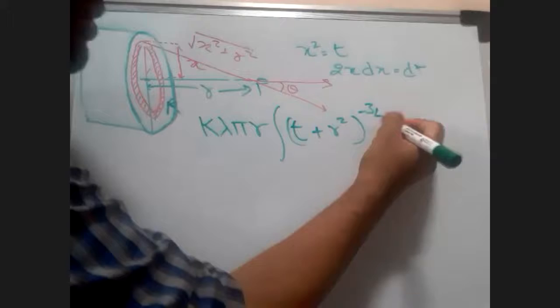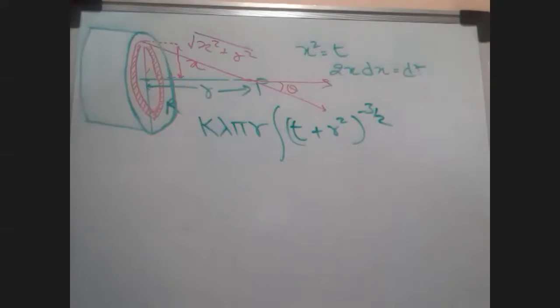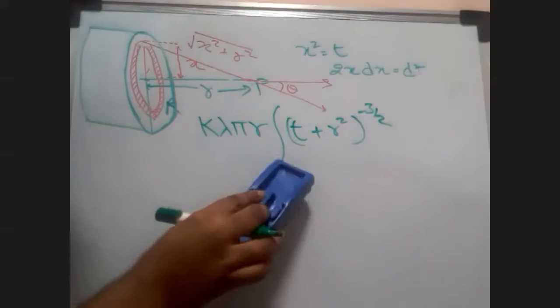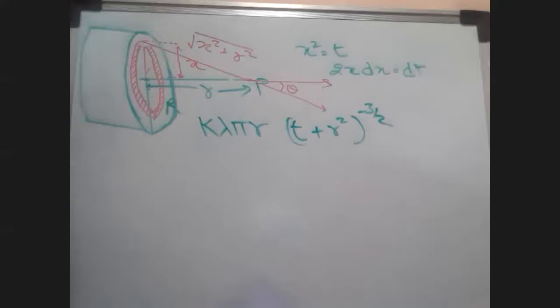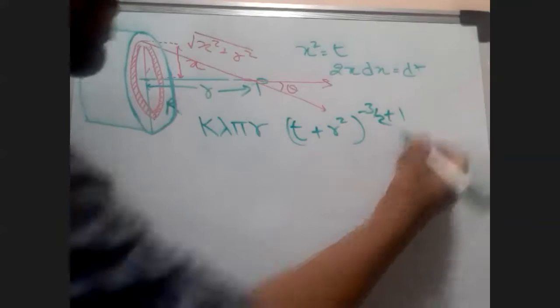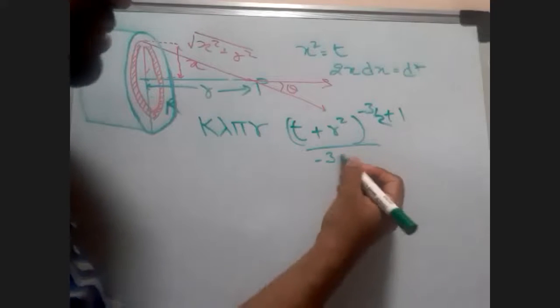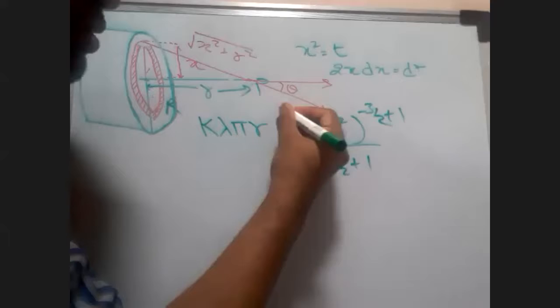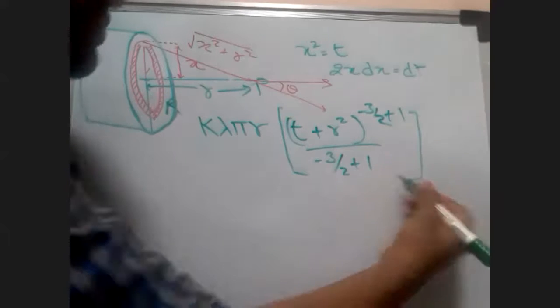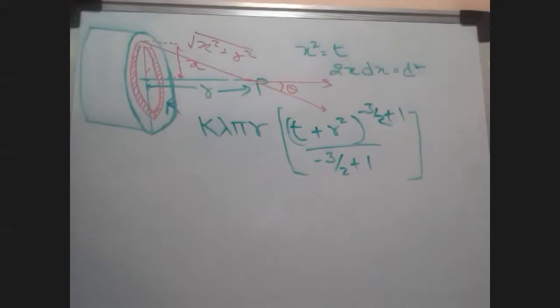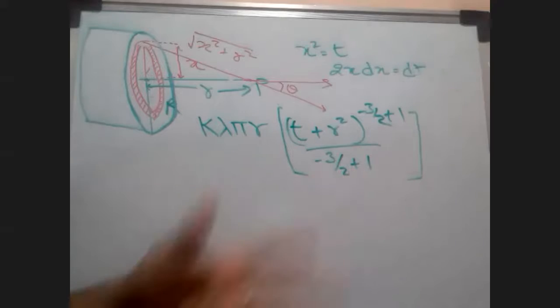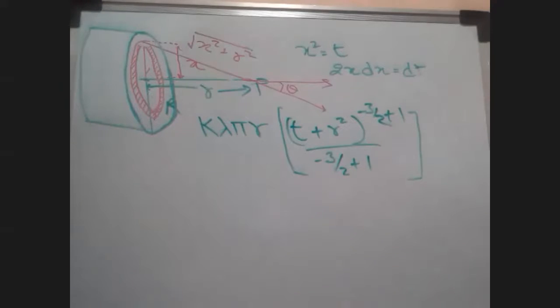What is the integration of this? I'll remove this integration sign here. It will become minus 3 by 2 plus 1, upon minus 3 by 2 plus 1. Is this clear? Now, what will be the limits? That also we should discuss now.